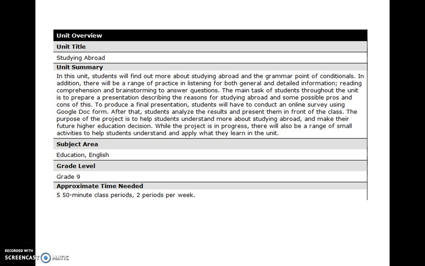The unit belongs to the field of education and language. It should be suitable for grade 9 students. At this age, students should be well aware of the importance of education in their life and may be considering going overseas to study. So, the unit is of great importance and great help for the student.